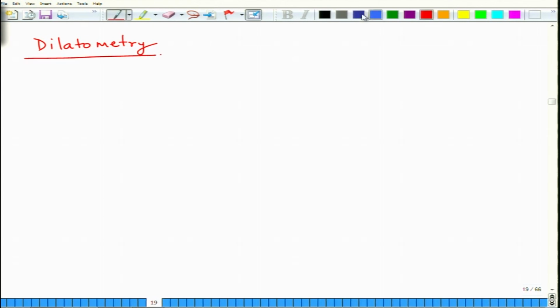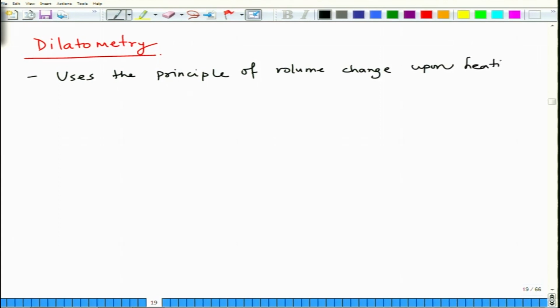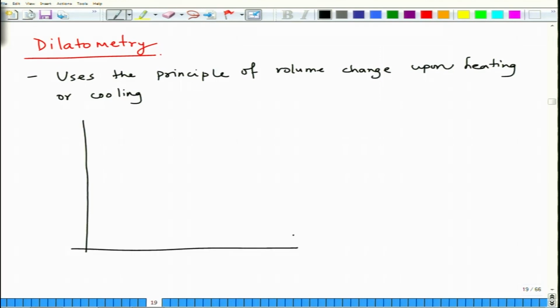This dilatometry is essentially based on the principle of volume change upon heating or cooling. So, what you have here is you make a plot of change in dimension versus temperature. So, this is delta L by L and this is typically in microns. Okay. So, let us say into 10 to the power 6. Okay. And you measure these. And this is, let us say, temperature.